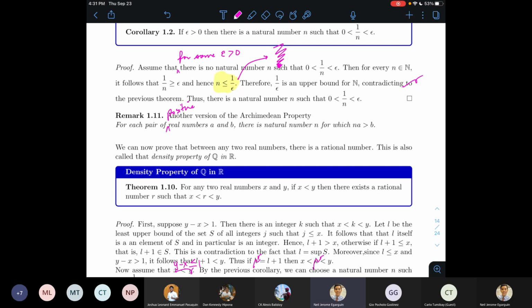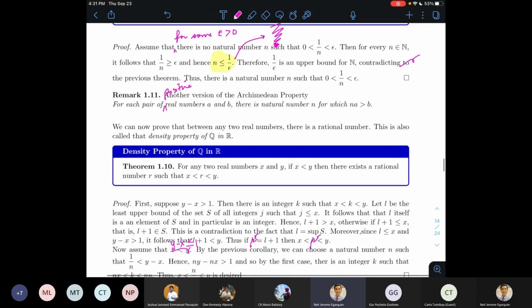So thank you, Carlo, for bringing that up. So kindly edit remark 1.11. It should read for each pair of positive real numbers. And I guess that is sufficient already. Tama nga ba? Mukhang tama. Okay na siya, no? But I'll double check and I'll put it in the revised version of the lecture notes. Okay. All right. So let's see.